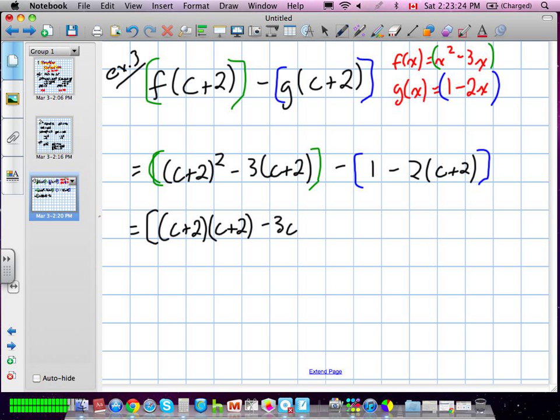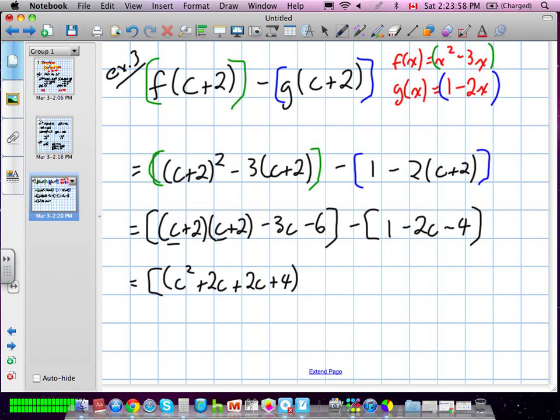And in the second one, we have 1. And again, we distribute the negative 2. What will I get? -2c plus -4. Sorry, -4. Yeah, that's right. Minus 4. Now, on the next one, we technically have to FOIL. So let's do the first terms. c squared plus c times 2, 2c. Yeah. Plus 2c. Yeah. Plus 4. Good. Minus 3c minus 6. And the other one here, subtract.